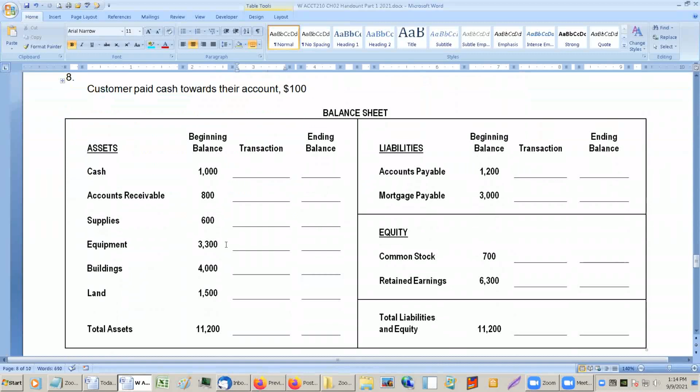Number 8 is just another way of saying the same thing we just did. So what accounts? Cash goes up and accounts receivable goes down. I put this in because the book showed it a couple different ways. So cash goes up and accounts receivable goes down. They don't owe us anymore.